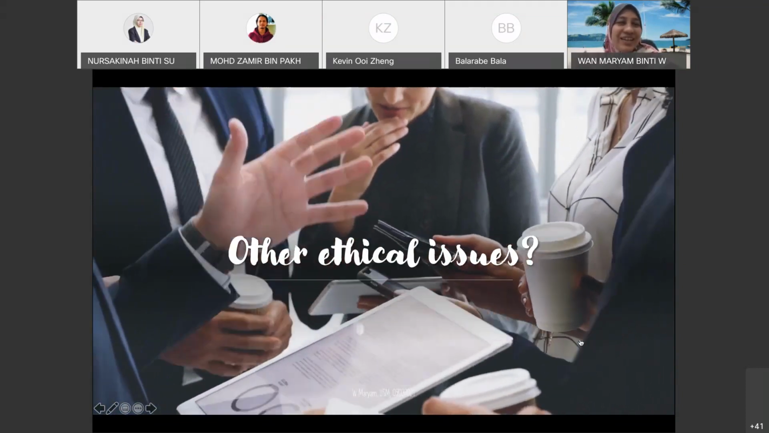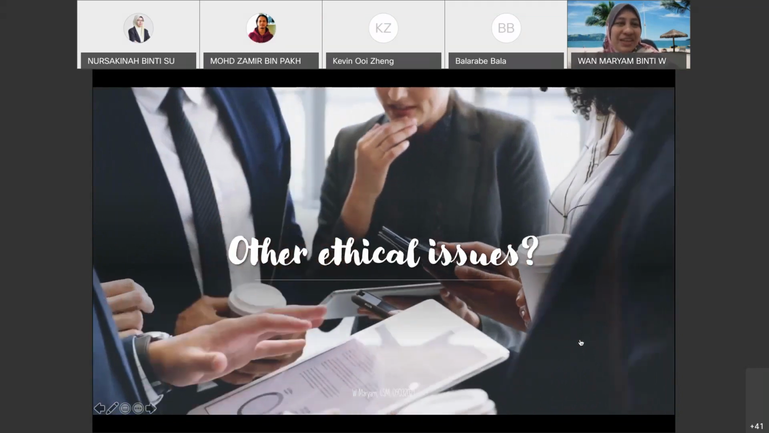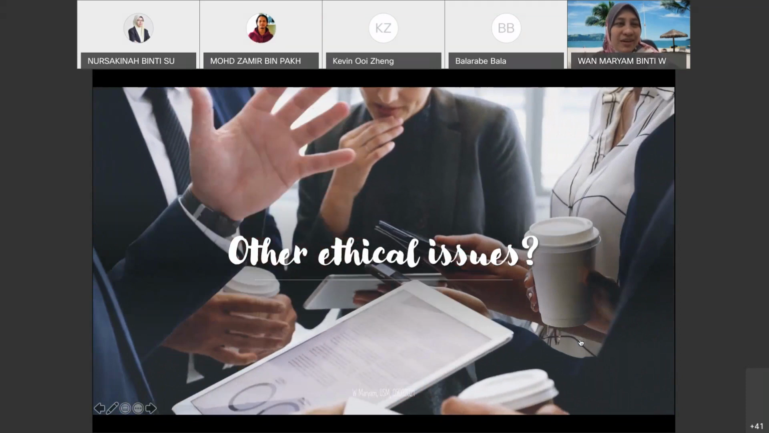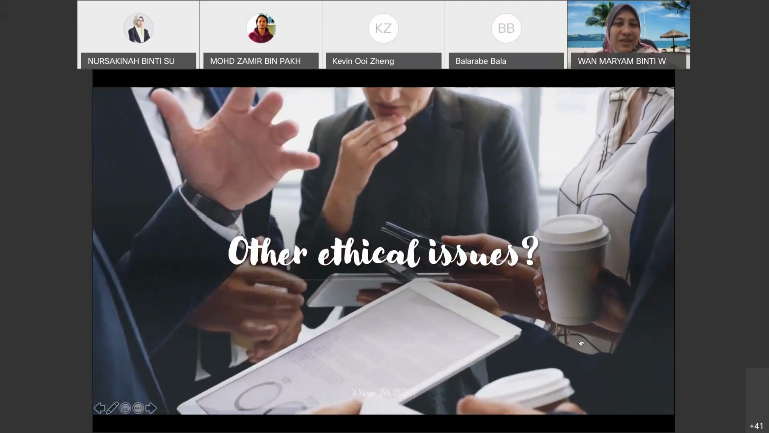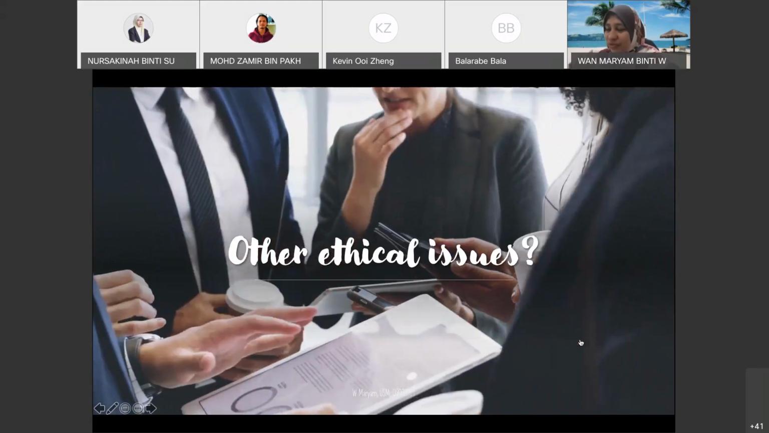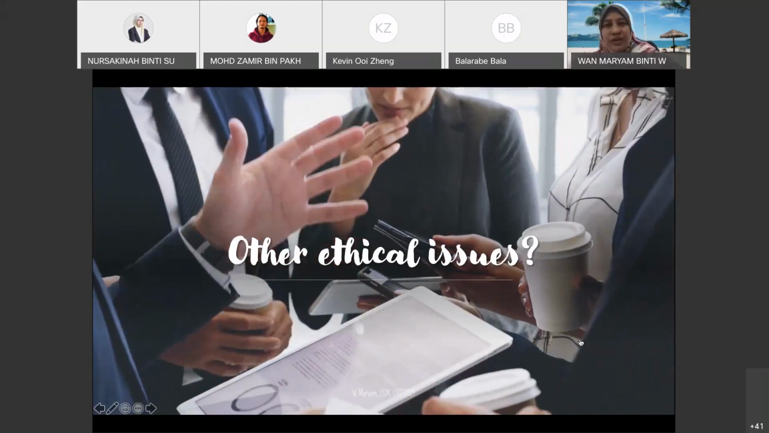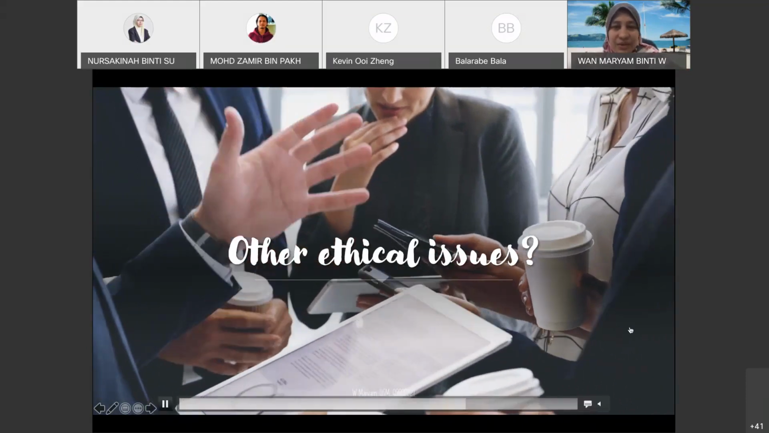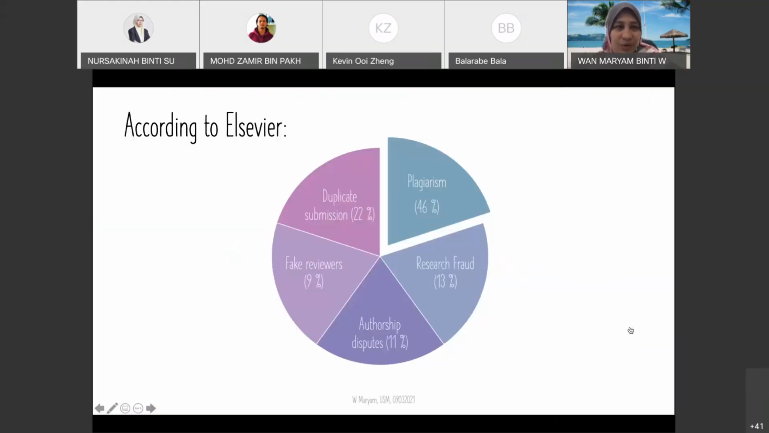Okay, any other ethical issues that you face or you are not sure whether it's ethical or not regarding papers? Because this is something that the editor will look at very closely. Okay, if not, I will just proceed to what Elsevier says, according to Elsevier, right?